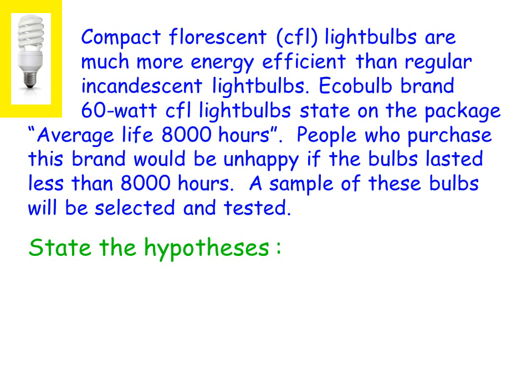Compact fluorescent light bulbs are much more energy efficient than regular incandescent light bulbs. The EcoBulb brand 60-watt light bulb states on the package an average life of 8,000 hours. People who purchase this brand would be unhappy if the bulbs lasted less than 8,000 hours. A sample of these bulbs will be selected and tested.